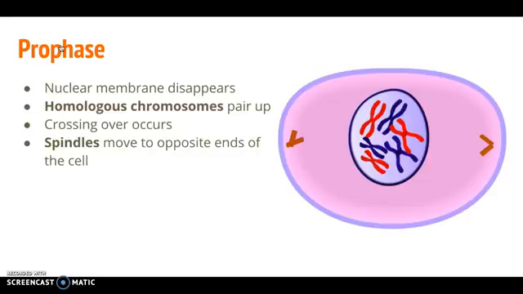And then spindles move to the opposite sides of the cell, as you can see as the orange little squares on either end of the cell.